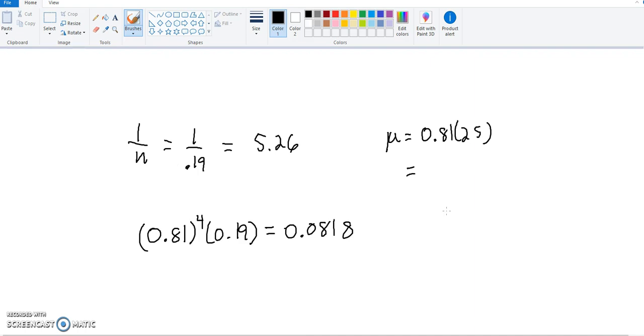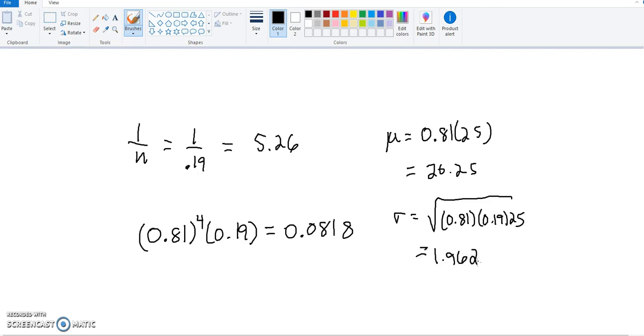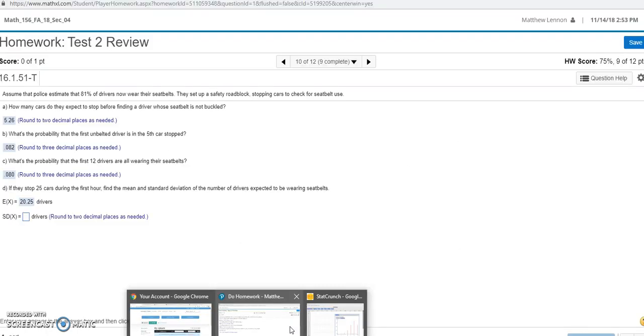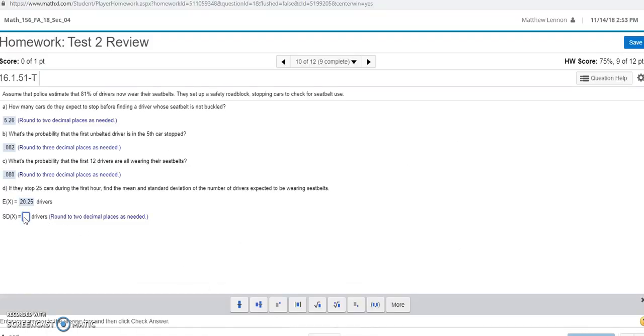Then the standard deviation. The mean was 20.25. And then the standard deviation is going to be the square root of 0.81 times 0.19 times 25. And let's see what we get when we do this. So that comes out to 1.962. So 1.96.